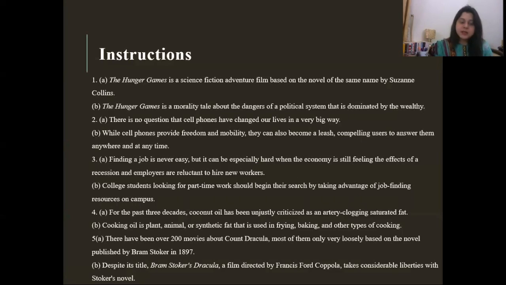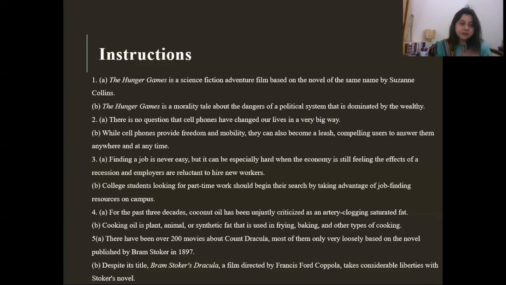So first we look at sentence number 1. The Hunger Games is a science fiction adventure film based on the novel of the same name by Suzanne Collins. This is one thesis statement on a topic, and by reading the sentence, you must be able to decipher the topic. This essay is about the Hunger Games, right?